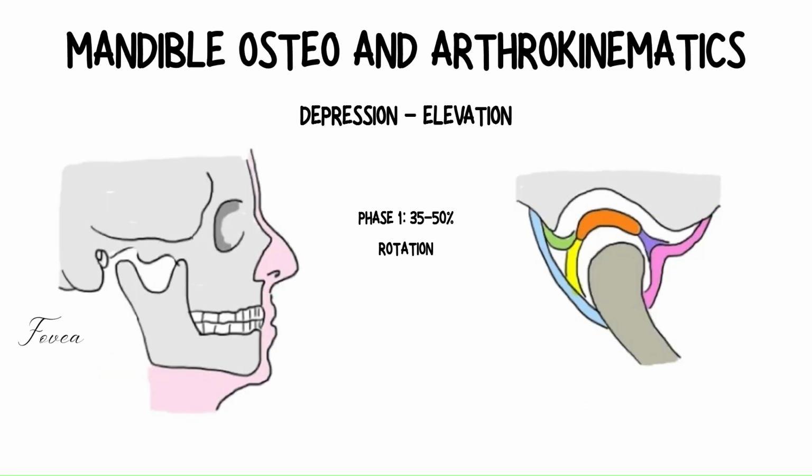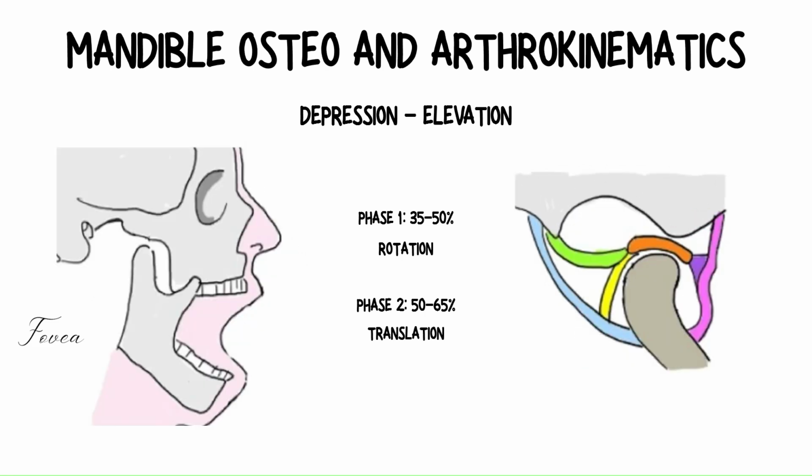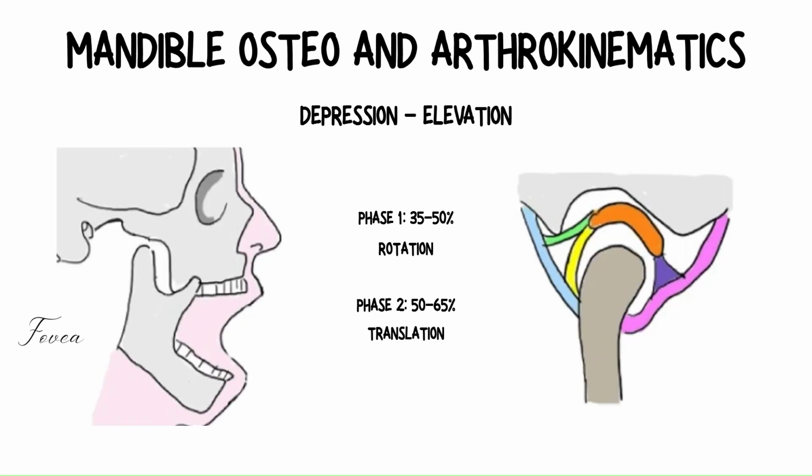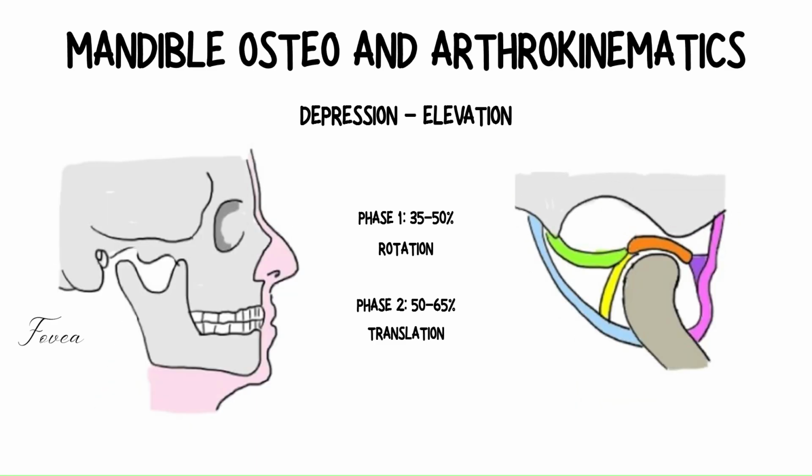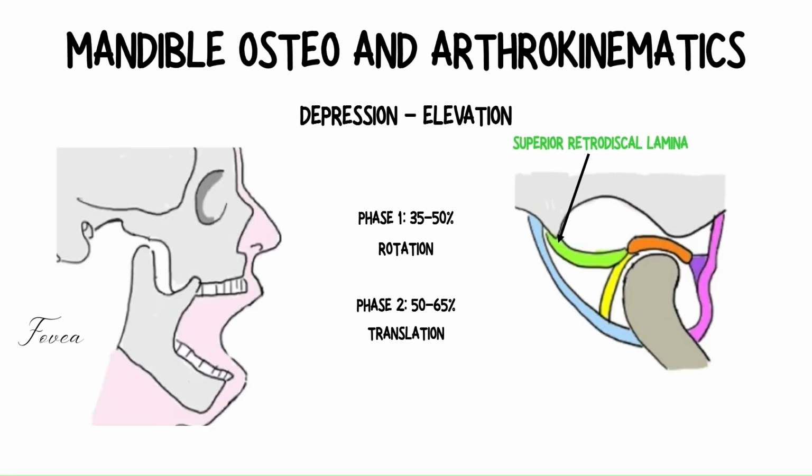During the final phase, in the last 50 to 65% of total range of motion, there is translation of the condyle and disc anteriorly over the mandibular fossa and the joint eminence, like protrusion. During translation, the condyle and disc slide together anteriorly and inferiorly against the slope of the articular eminence. Protrusion and depression are limited by the superior retrodiscal lamina, which is stretched, so that the disc always remains interposed between the temporal bone and the mandible.